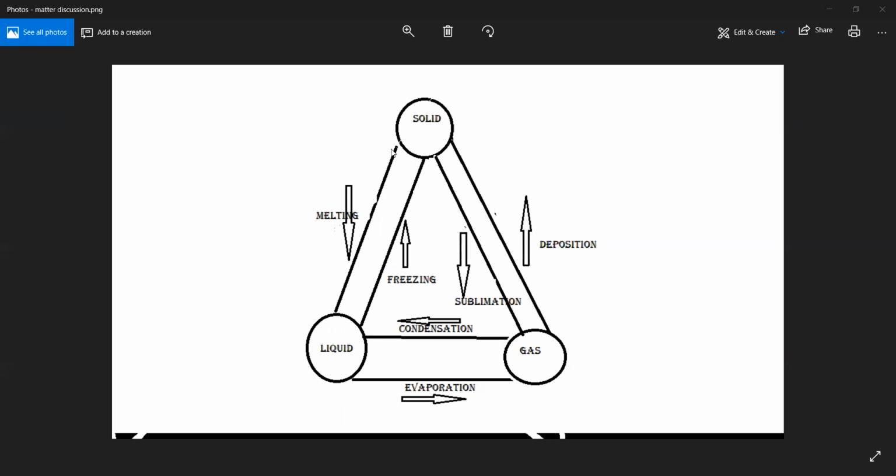All right, so let's take it again. And this time we will look at examples. All right, we'll look at examples that are governing this. So the first thing is melting. The first process is melting. We are talking about change of state of matter.